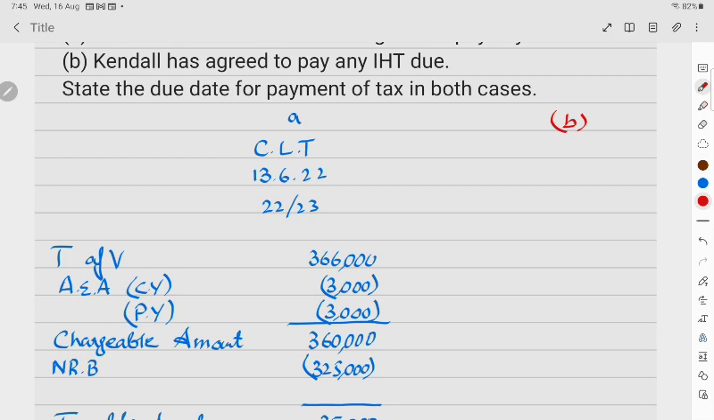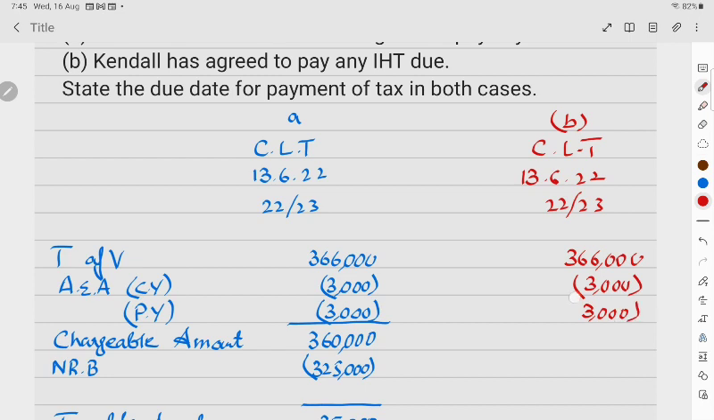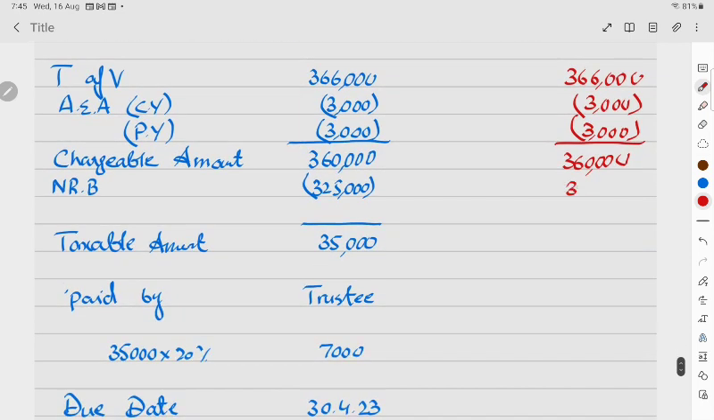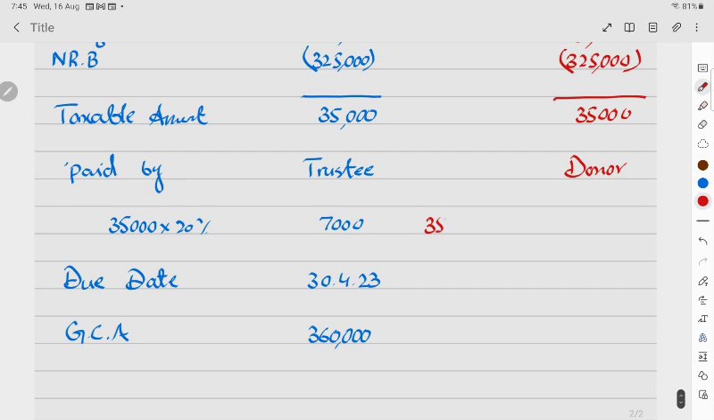If the donor agrees to pay the tax, then again the chargeable lifetime transfer, the type is same, date of gift is same, tax year is same, amount 3,66,000 same. Current year annual exempt amount and previous year annual exempt amount are to be deducted from there, and you will get the chargeable amount as 3,60,000. Same 3,25,000 of nil rate band is available, which reduces the taxable amount to 35,000. But here the donor agrees to pay the tax. So, if a donor agrees to pay tax, then the rate of tax is to be considered as 25%. So, it will be 8,750 the amount of tax.